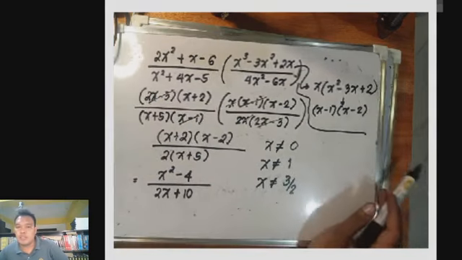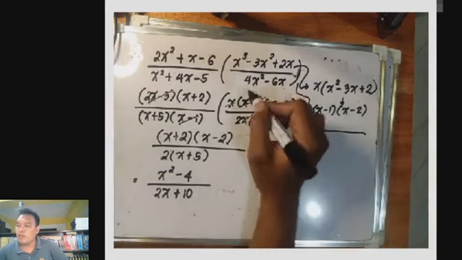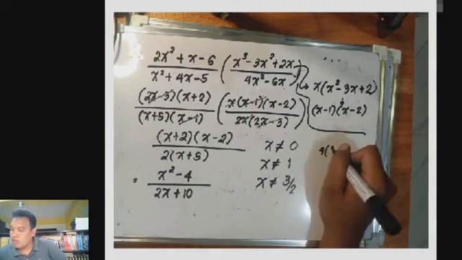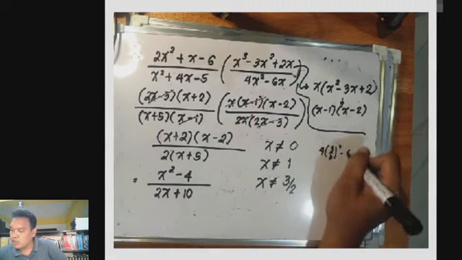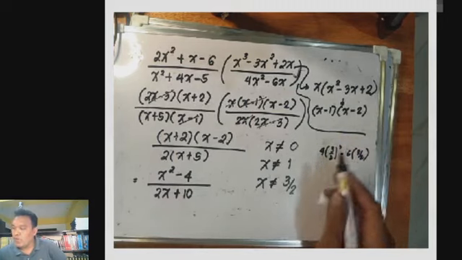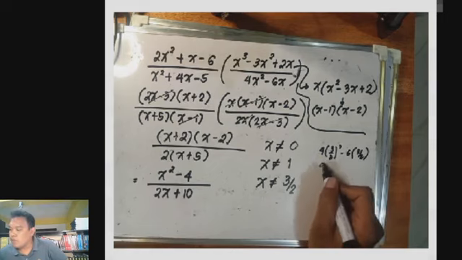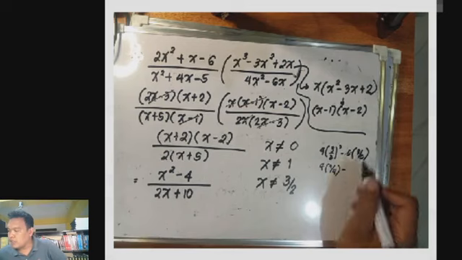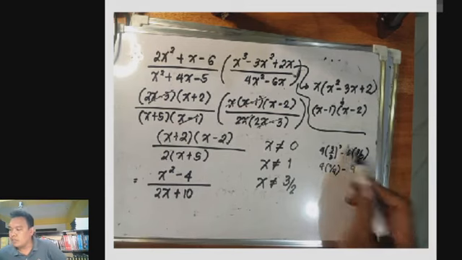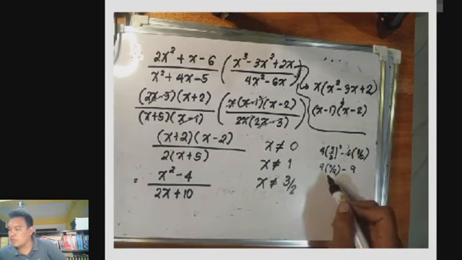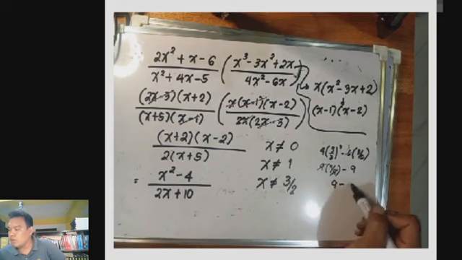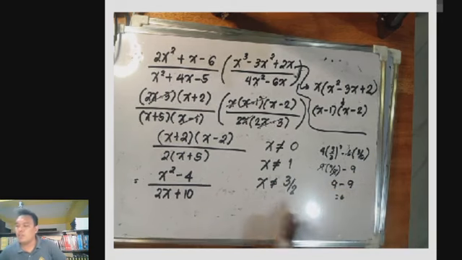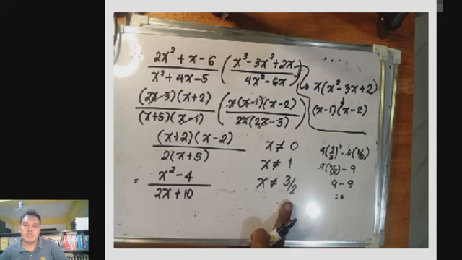Then kapag ginamit natin ay 3 halves, so we have 4 times 3 over 2 squared minus 6 times 3 over 2. We have 4 times 9 over 4 minus, cancel 9. Magiging 3 to, di ba? 3 times 3 is 9. So lalabas, cancel yung 4, cancel, 9 minus 9 is equivalent kay 0. So therefore, 3 over 2 is excluded dun sa value ng domain natin. Okay?